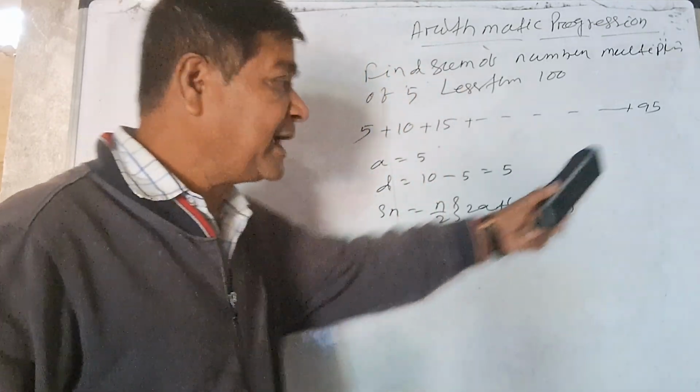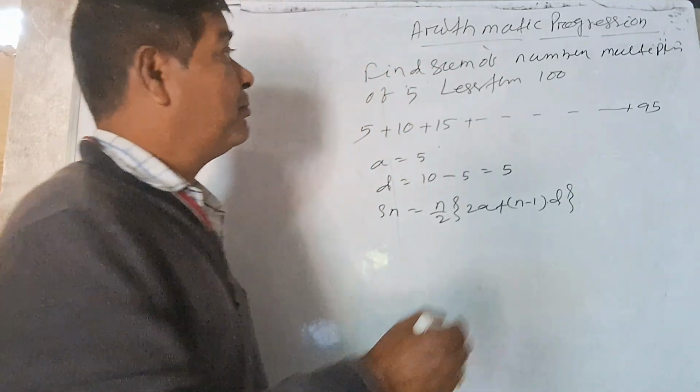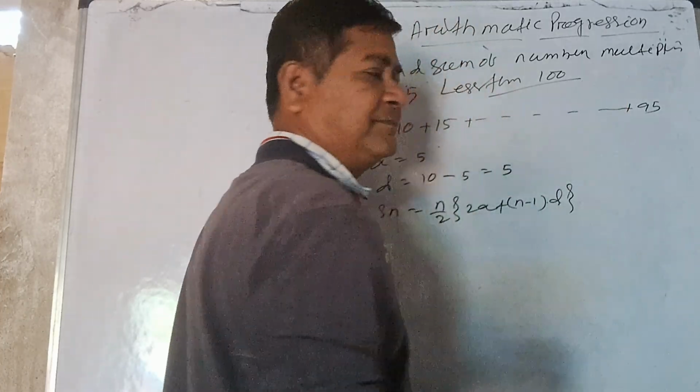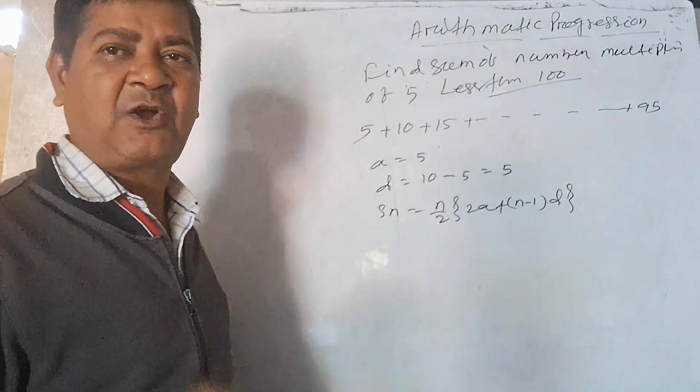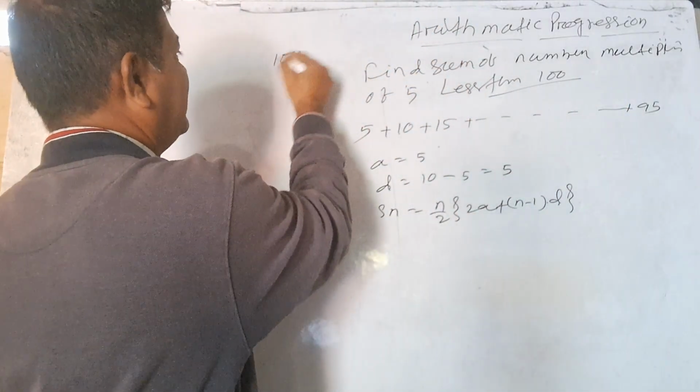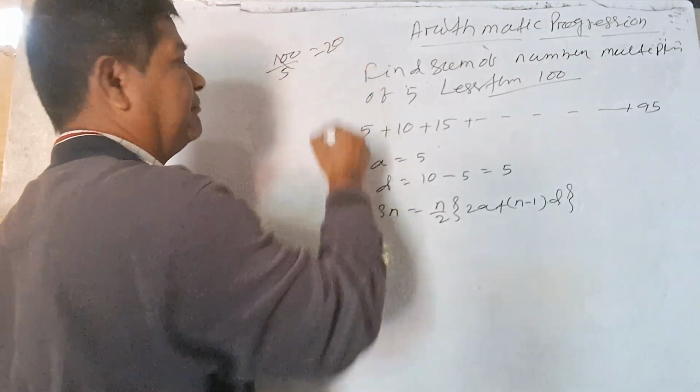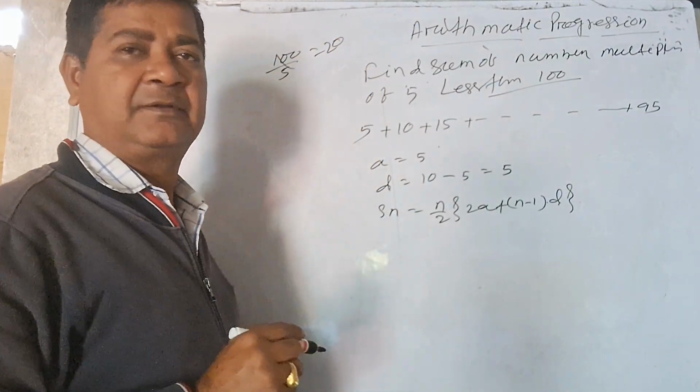But what is the value of n here? The multiples of 5 less than 100: 100 by 5 equal to 20. There are 20 numbers.